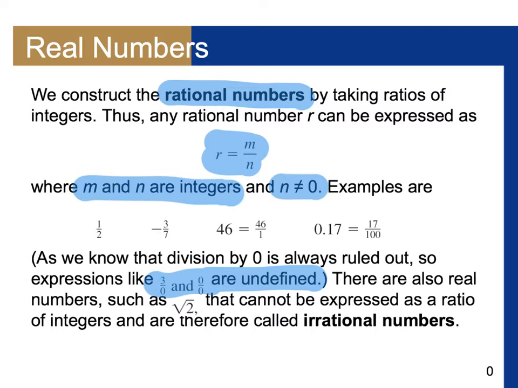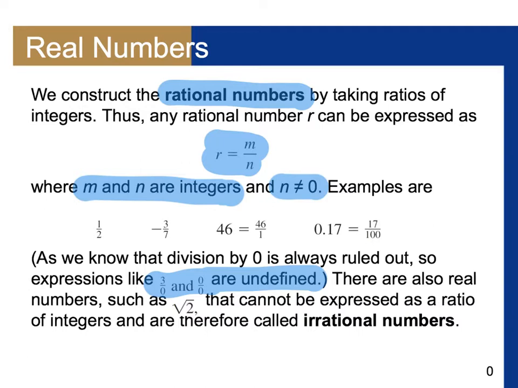Anytime you're dividing by 0, like 3 over 0 or 0 over 0, then those are undefined. So those are not rational numbers. Okay, so we could have like 1/2 or minus 3/7, 46. So any integer we can write as a rational number. 46 over 1. 0.17 is 17/100, so we can write that as a rational number. So the characteristic of rational numbers is that the decimal stops or repeats.